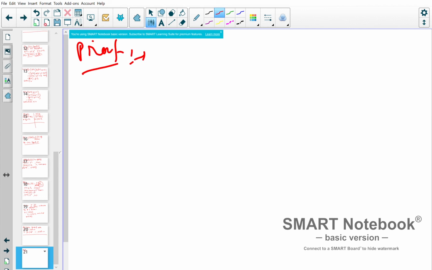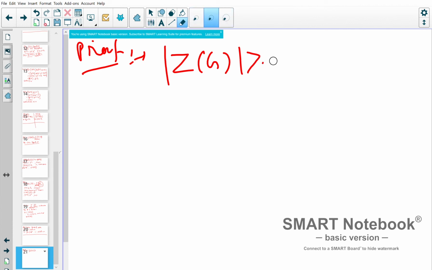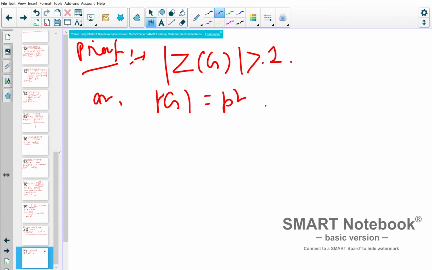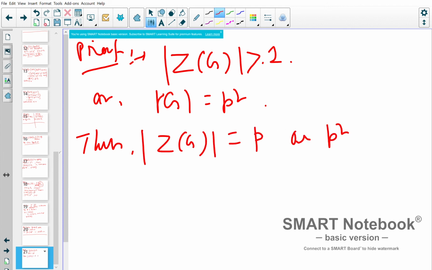So we start with the center. The center contains more than one element, right? Because this is a p group. As the order of the group G is p square, the center contains more than one element, because of what we just proved: the center of a p group is always non-trivial. So what are the options? The order of the center has two choices only, either p or p square.